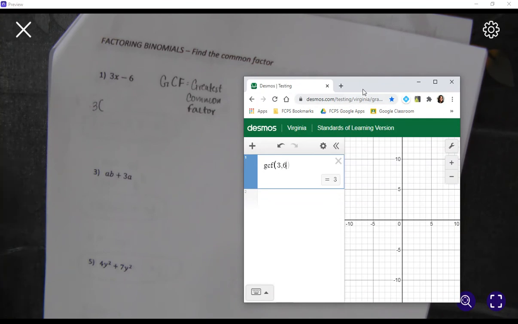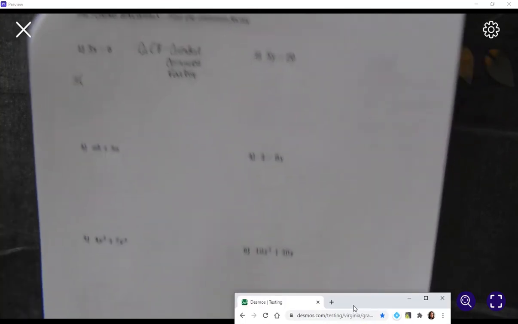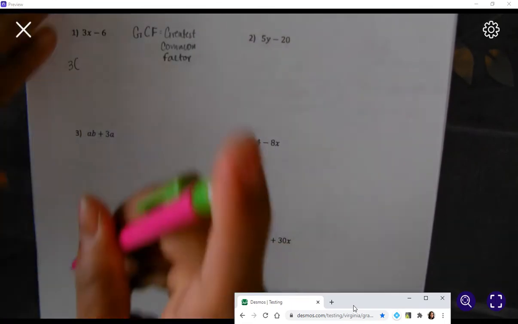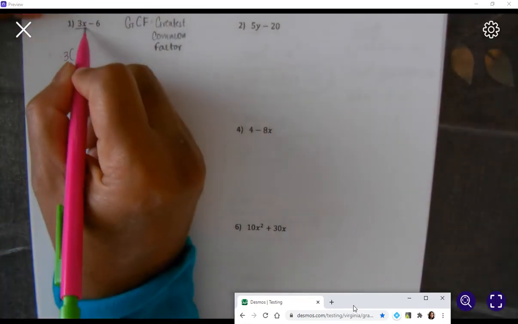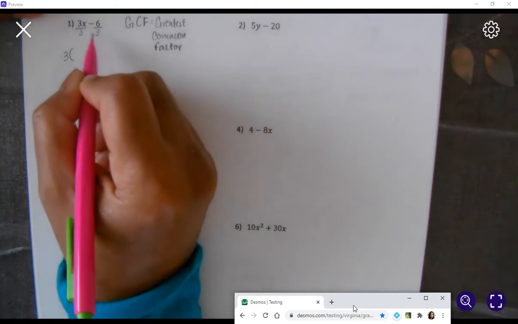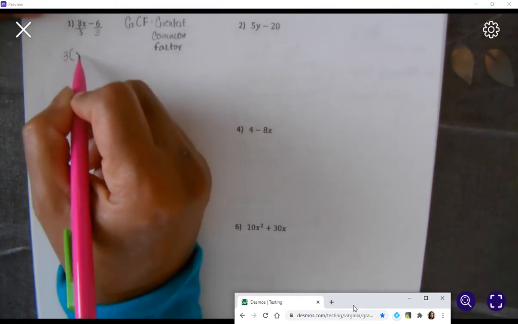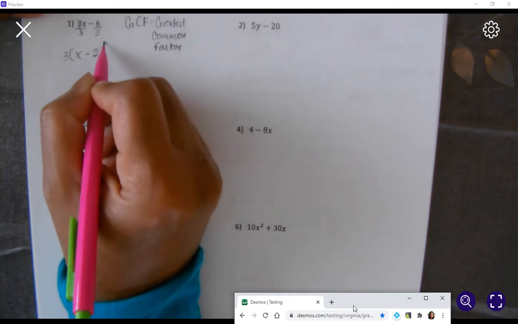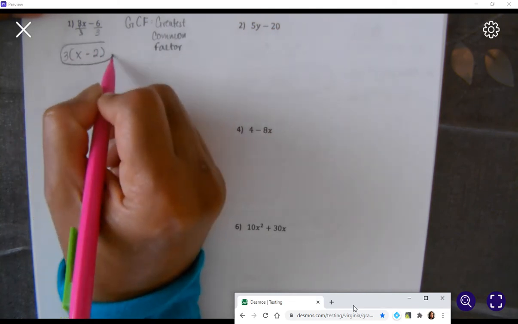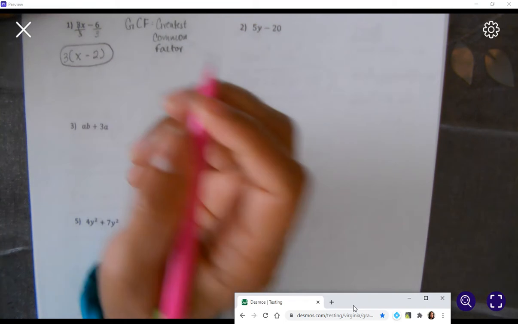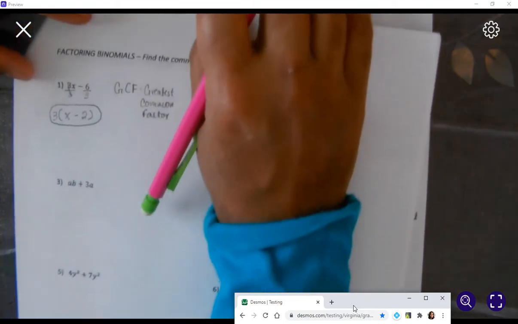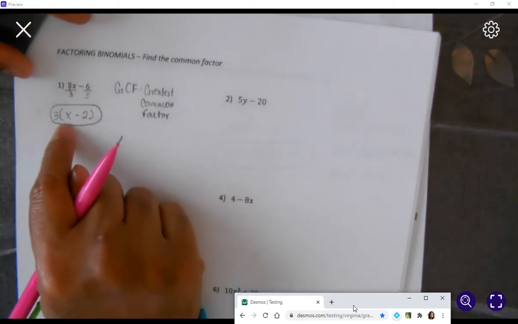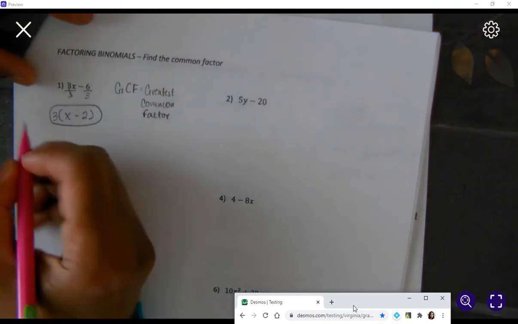And then once I find that, I need to just divide it out. So I'm going to divide it out by the greatest common factor, which is 3. So 3x divided by 3 is x, minus 6 divided by 3 is 2. So this is my factored form. Usually when you have something in factored form, you should see a set of parentheses. Okay? And also you can check your answer.